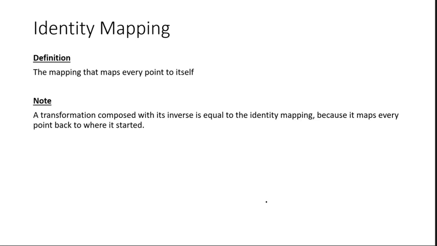Now an identity mapping, by definition, is a mapping that puts every point back on itself. So it does not change the location or shape of the original object. All right, so with a mapping and its inverse, if you compose the inverse with the original transformation, it's going to be equal to the identity mapping, because it puts every point back to where it started. And we saw that in the last slide, right, with that triangle.